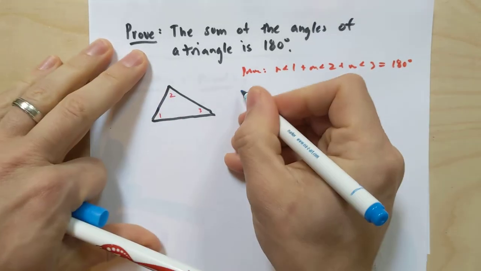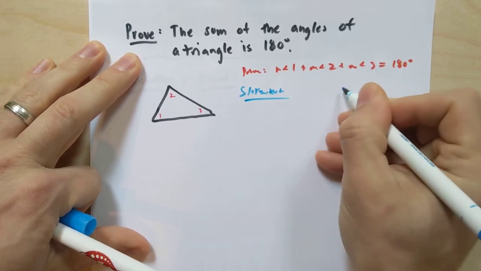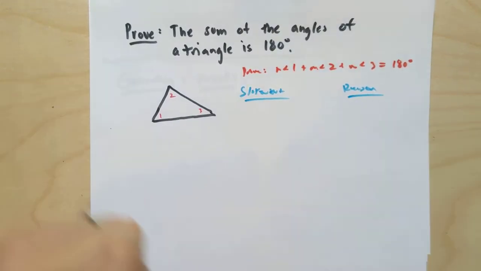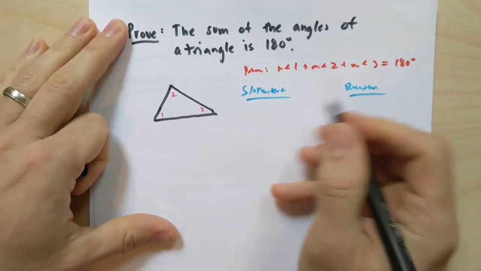When we were doing geometry proofs, there are several ways you might have done it, but you might have done something like you have some kind of statement here, and then you have some kind of reason that justifies it, right? I'm going to try to be fairly thorough in our proof here, maybe not perfect, but fairly thorough. So all right, let's begin. It's given to us that this is a triangle, right?